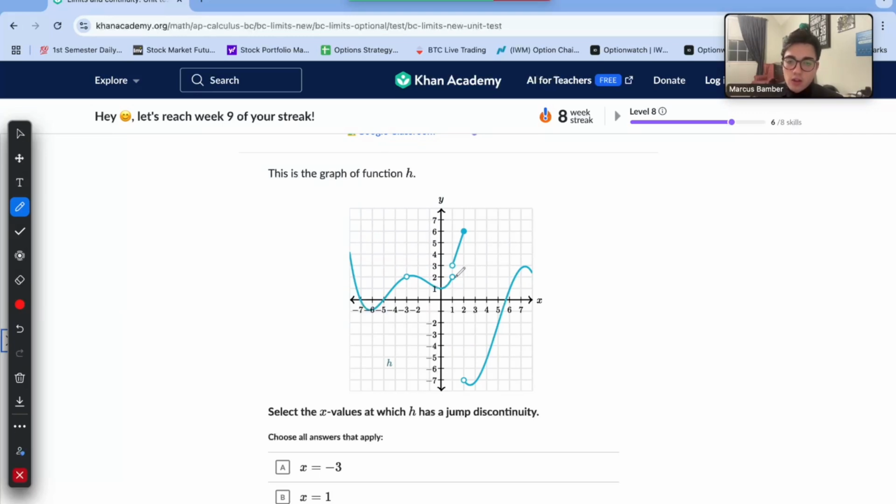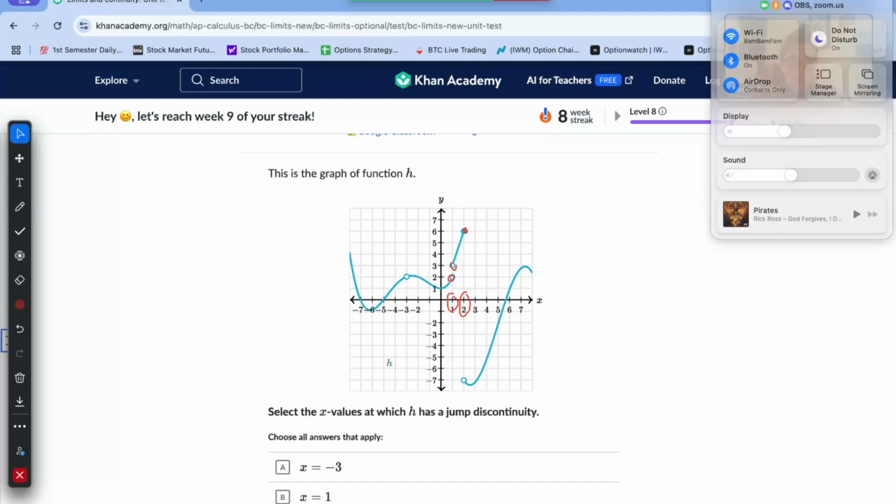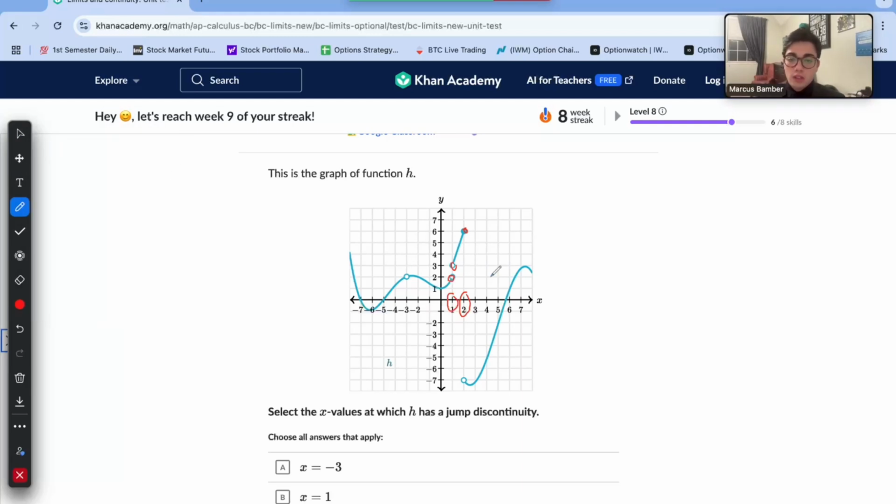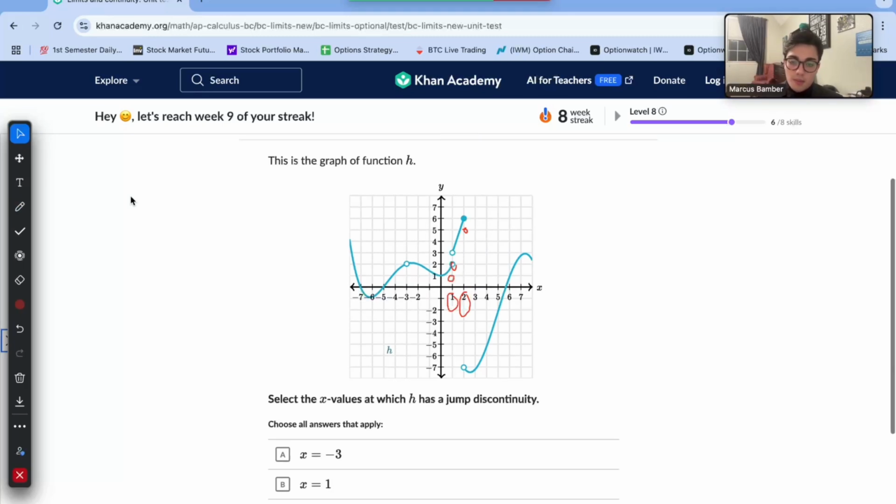At the x value of 1, the function is going to jump from the value of 2 to the value of 3. And then very similar at the x value of 2. So at the x value of 1, we had a jump. At the x value of 2, we have another jump from the value of 6 to the value of negative 7. So that means we're going to have two jump discontinuities at the x values of 1 and positive 2.